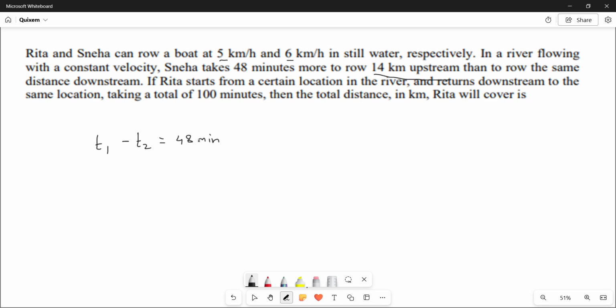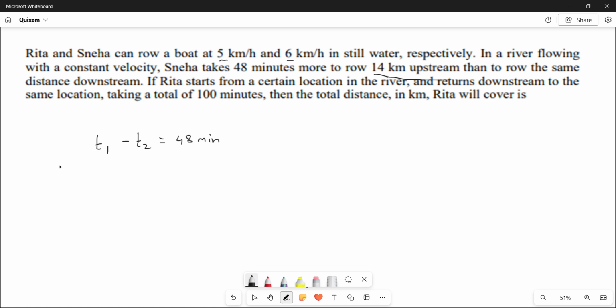While we travel downstream, it will be easier for them to travel faster because the river velocity will be added to the boat velocity. And while going upstream, the river velocity will act against the velocity of the boat, so the velocity will be reduced, and hence it will take more time to cover the same distance.